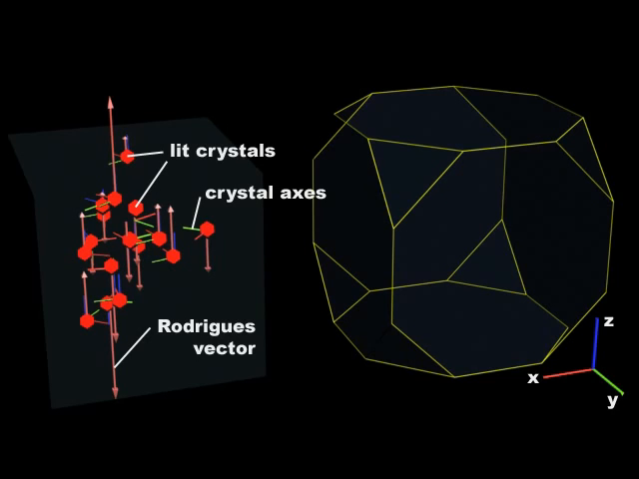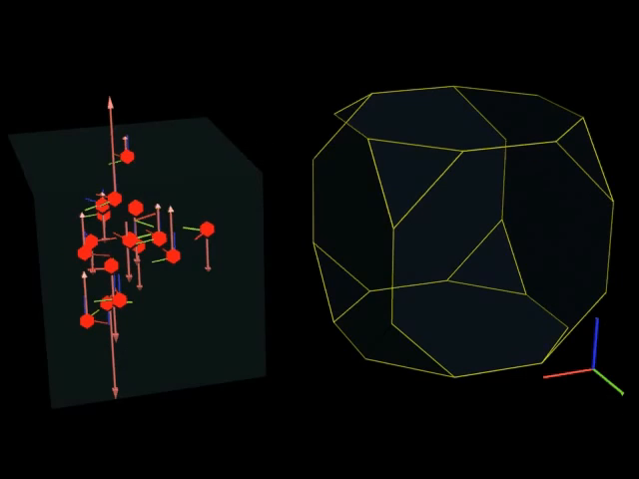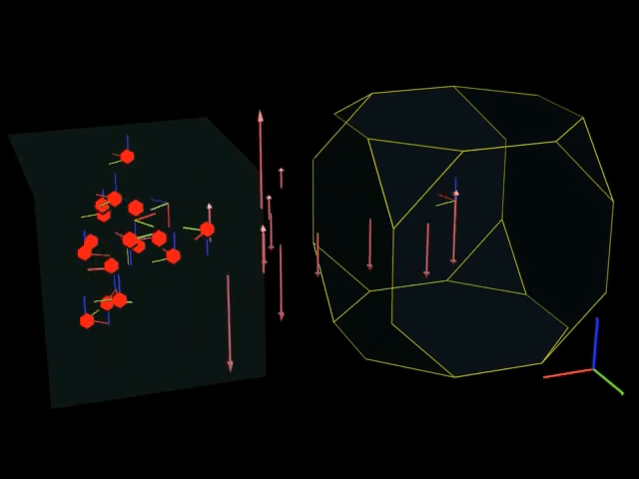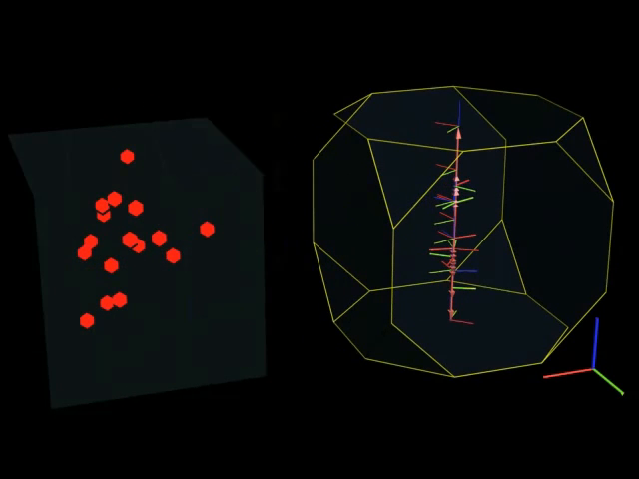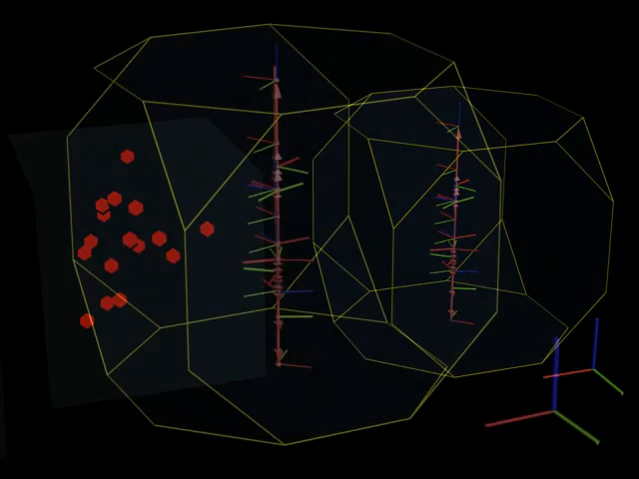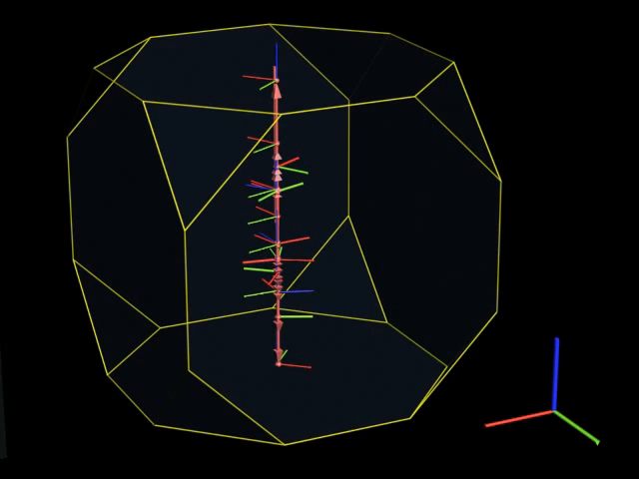That is, they share the same orientation axis, and they differ in orientation only by the amount of rotation about that axis. The result is a set of points in the Rodrigues box lying on a line or fiber, and representing the orientations of all lit crystals that satisfy one particular Bragg condition. Now we're ready to superimpose data for the elastic strains.